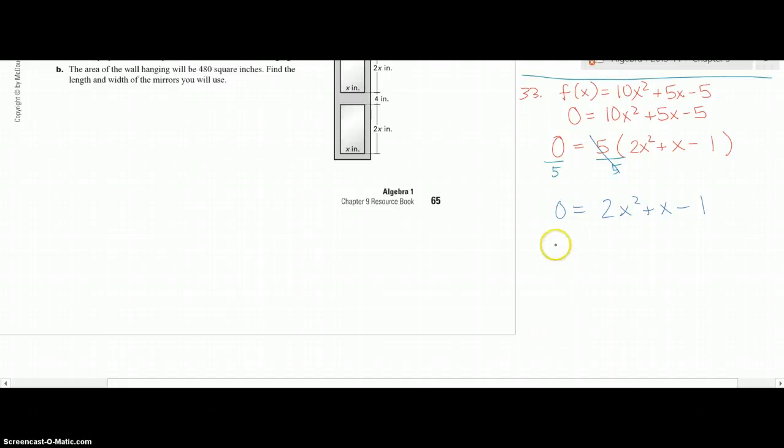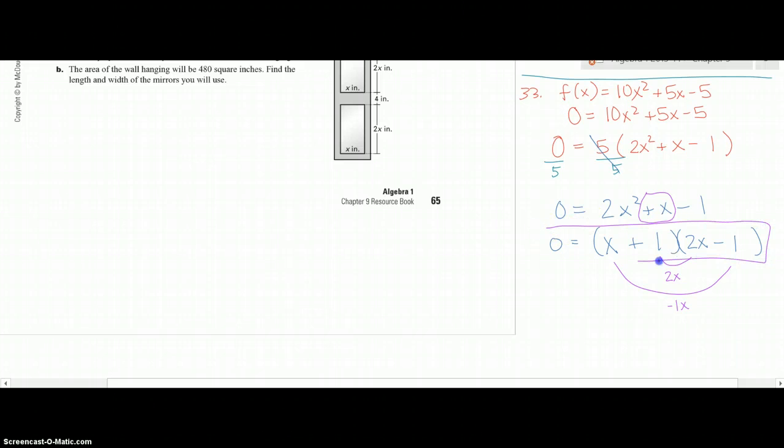We factor. Our only factors for 2 are 1 and 2, so 1x and 2x. The only factors for 1 are 1 and 1, but we are multiplying to be a negative, so that means that 1 has to be positive and 1 has to be negative. Let's test to see if we have the correct combination. 1 times 2x is 2x. X times negative 1 is negative 1x. If you add those together, you get positive 1x, which is what we need. That means that we have factored correctly.